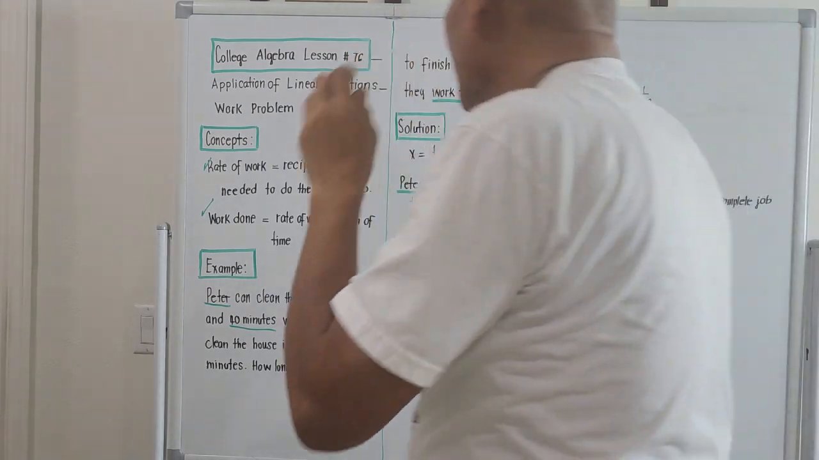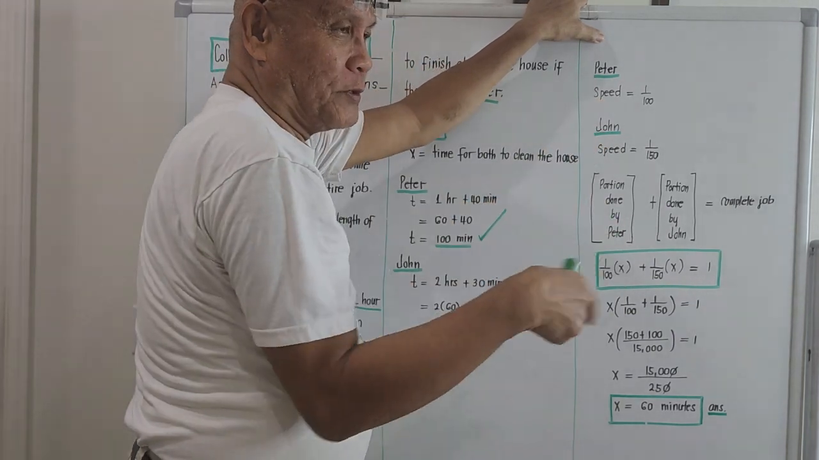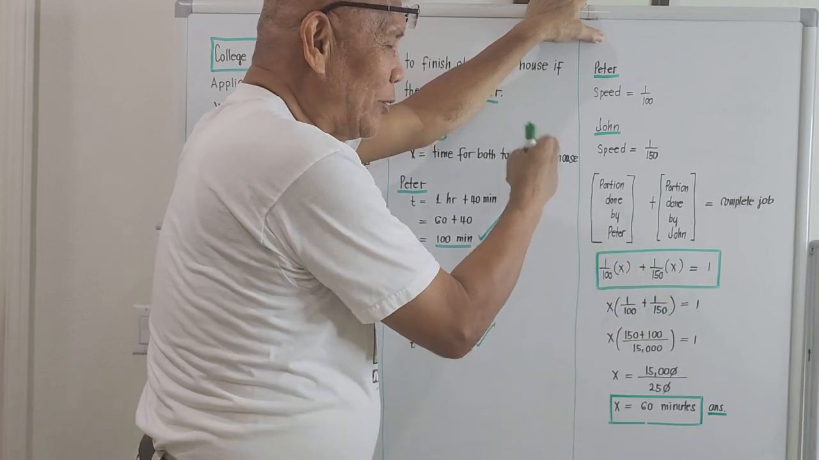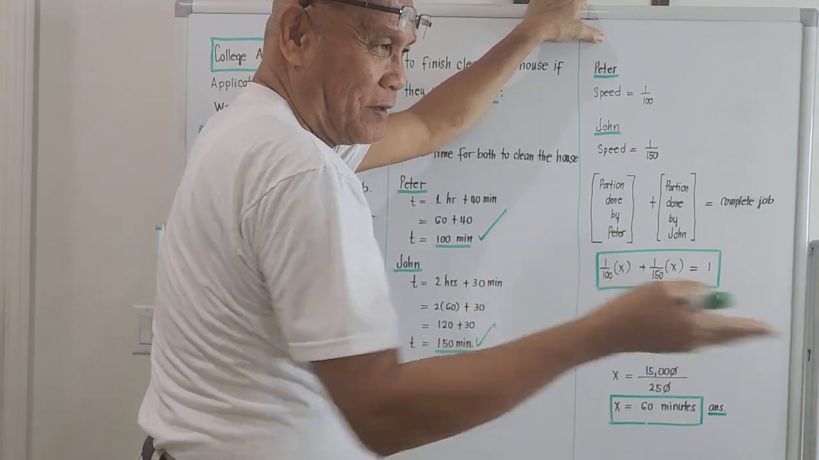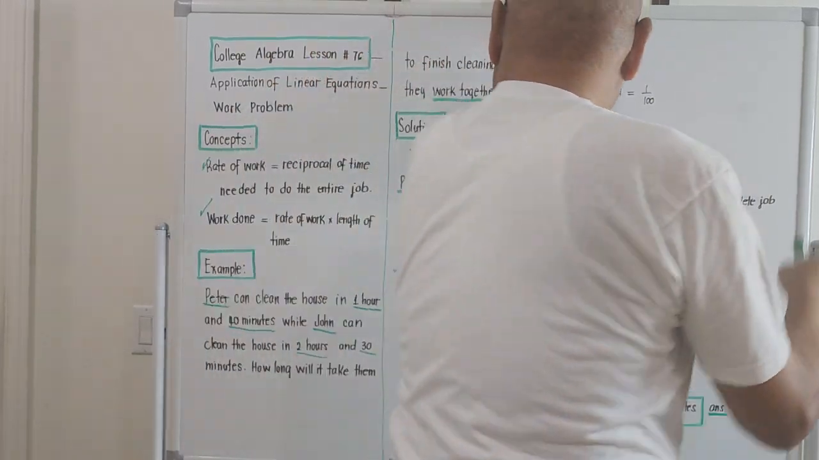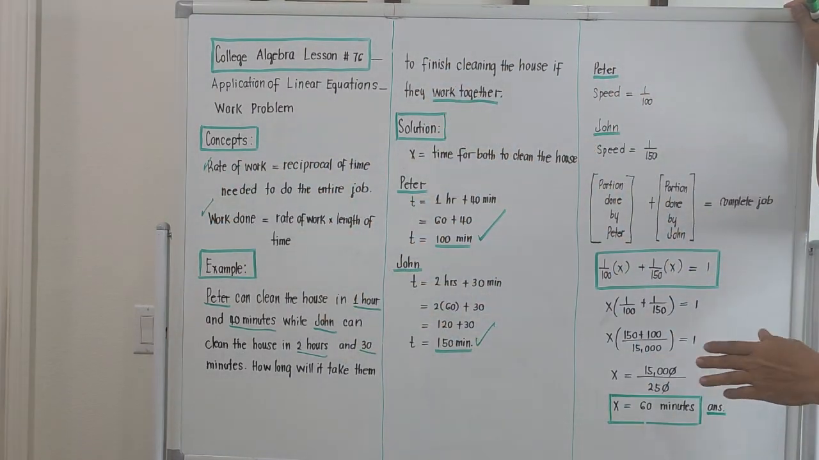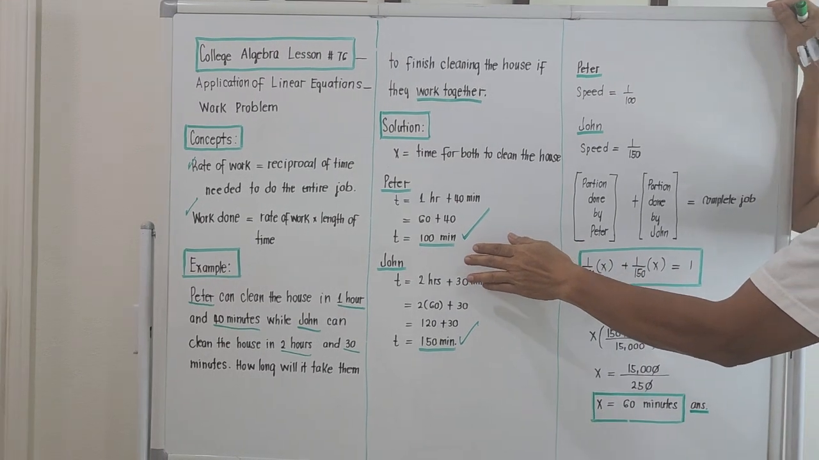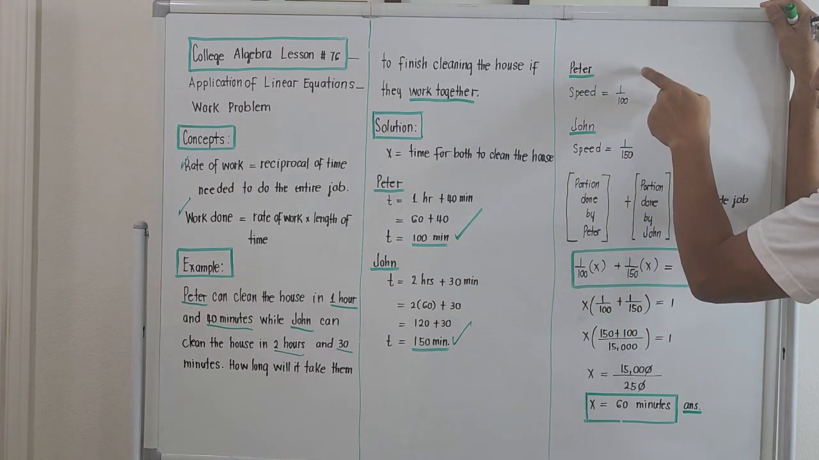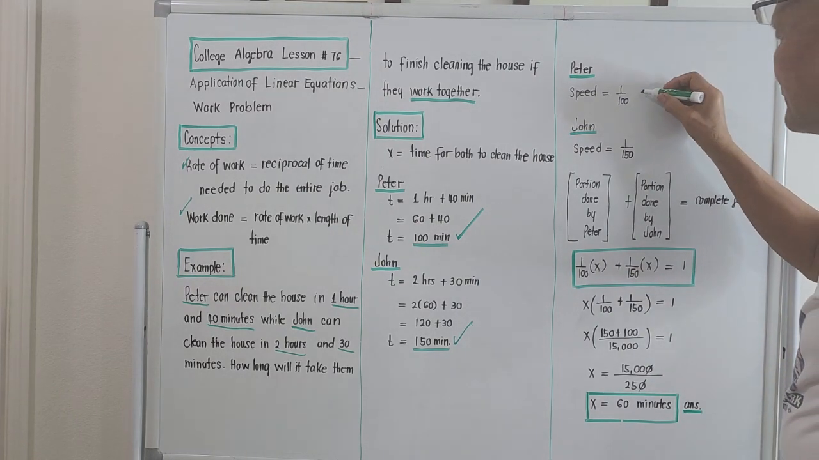Let's try to bring out again the data for Peter. The speed, or the rate of how Peter does the job. I will just simplify the designation: speed of work of Peter. According to concept number 1, the rate of work is actually the reciprocal of time. So if the total time Peter does the job is 100 minutes, his speed is actually 1 over 100 per minute.